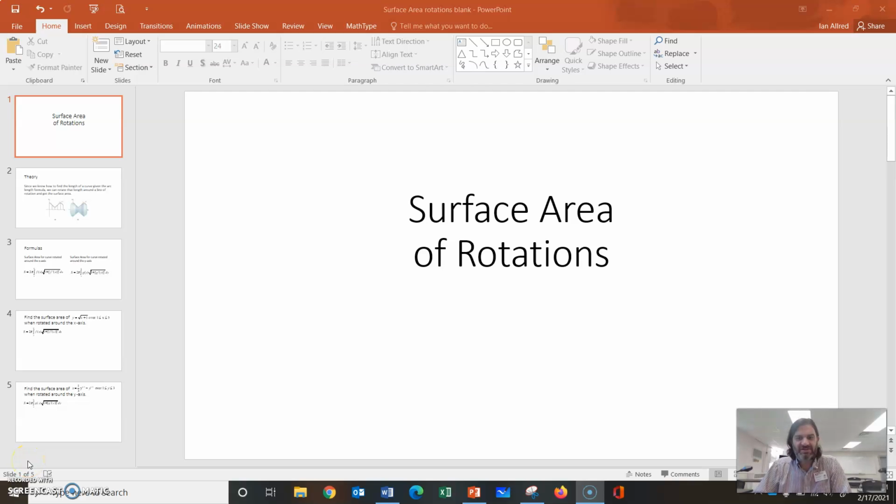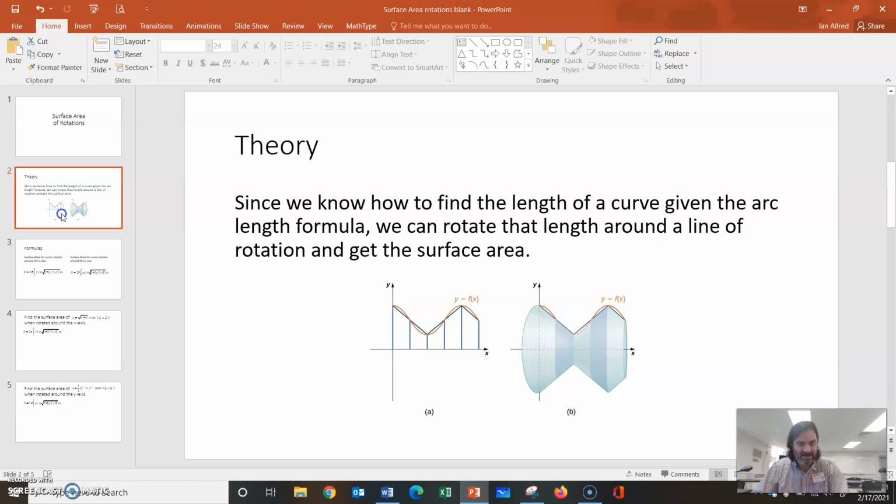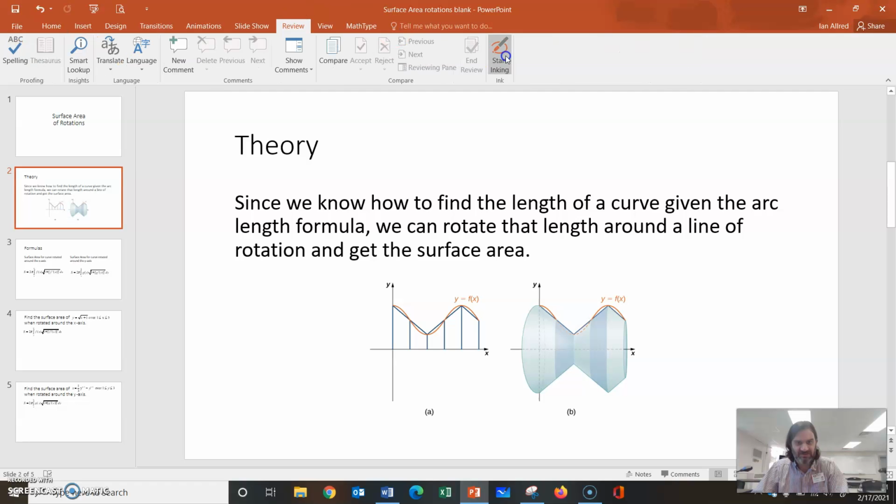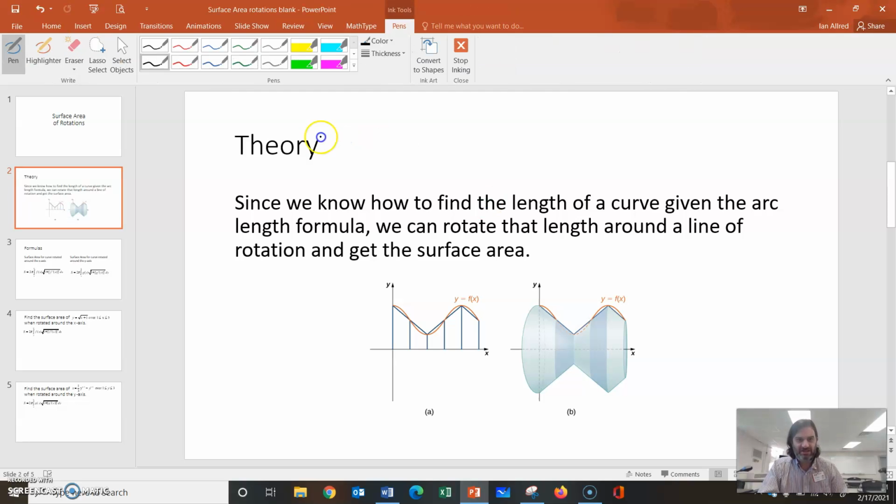Alright, we're going to find the surface area of rotations, and this is not a huge leap from where we've been in the past. So the idea here is that we've already talked about how to find the arc length of a curve. We looked at several little hypotenuses added together. So that gives us a length of the line, and then if we wanted to rotate that around an axis, or any line, then basically we're going to turn those little things into circles.